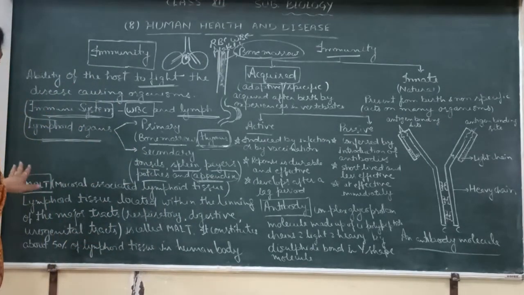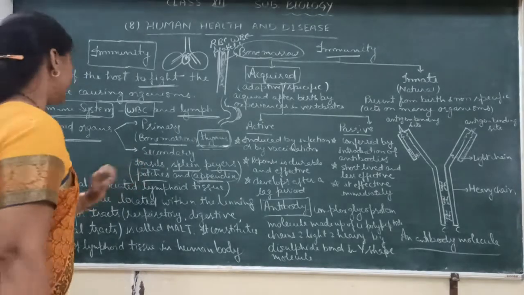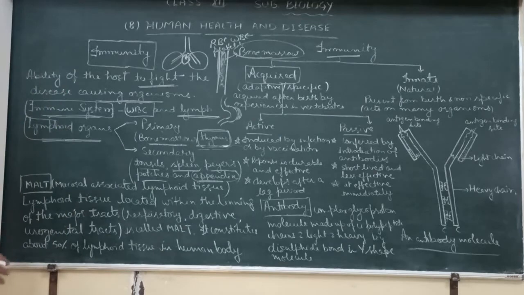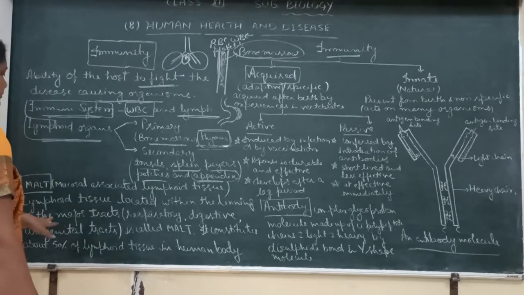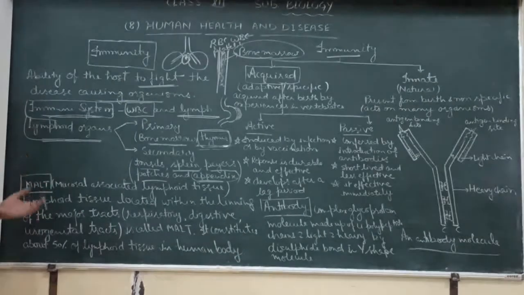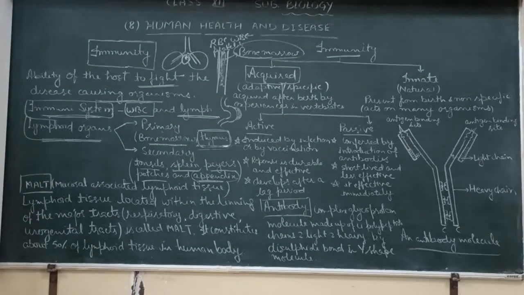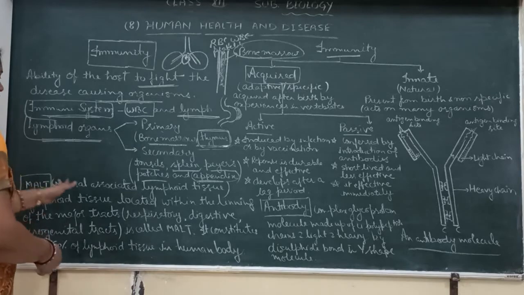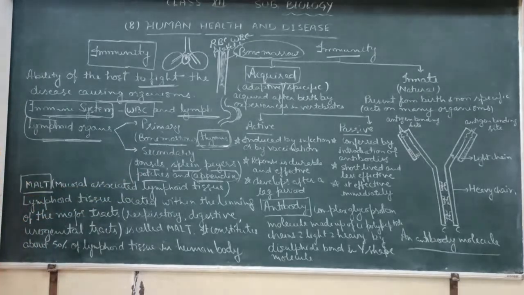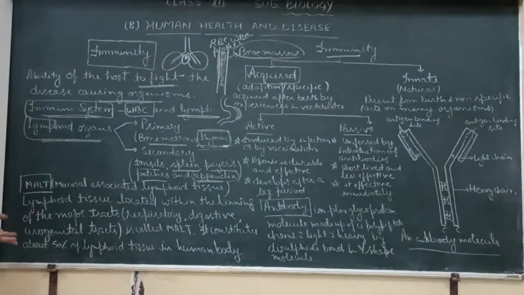Now we come to the MALT. What is MALT? MALT is the mucosal associated lymphoid tissue, lymphoid tissue located within the lining of the major tracts. Major tracts means the respiratory tract, digestive tract, and urogenital tract, which are lined by mucosal associated lymphoid tissues, and they constitute about 50% of the lymphoid tissues in our body.